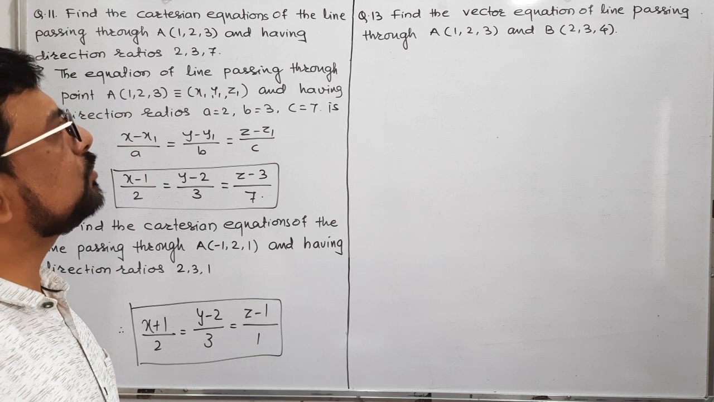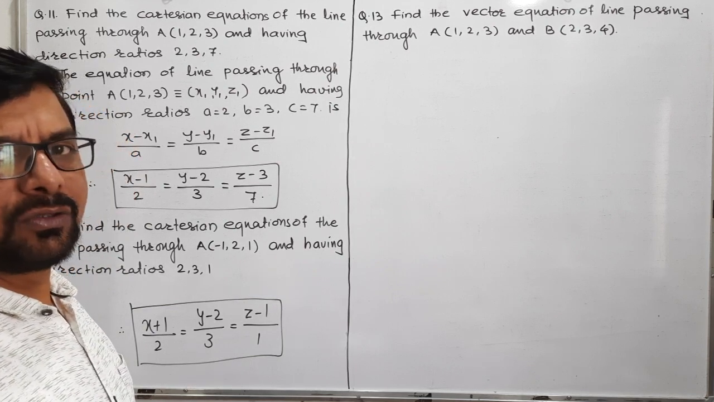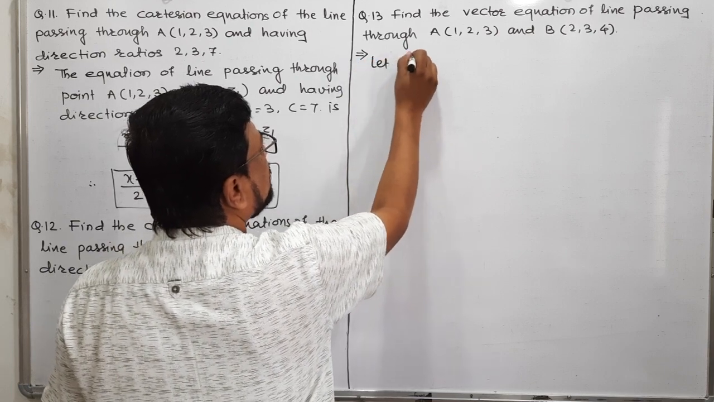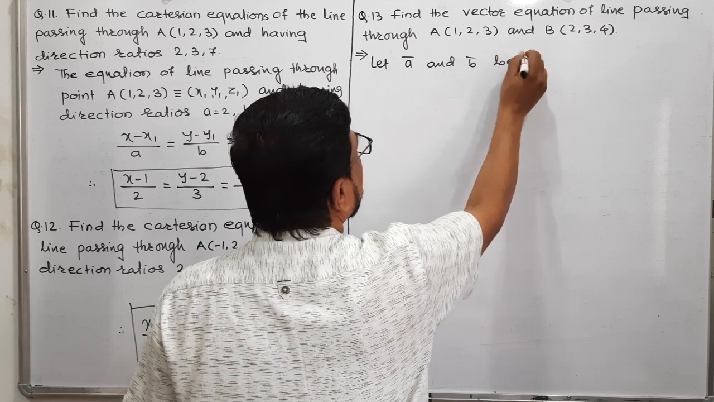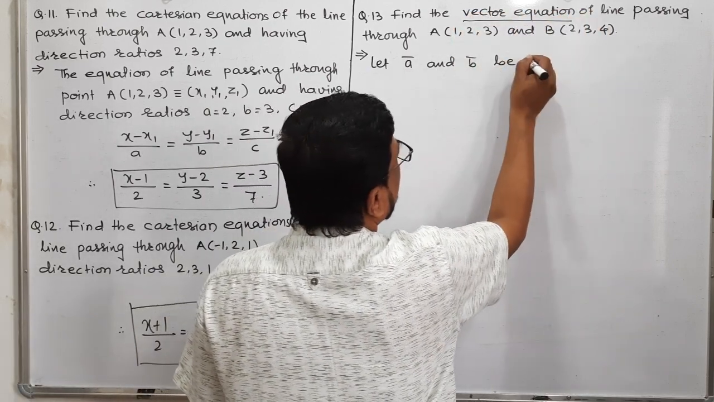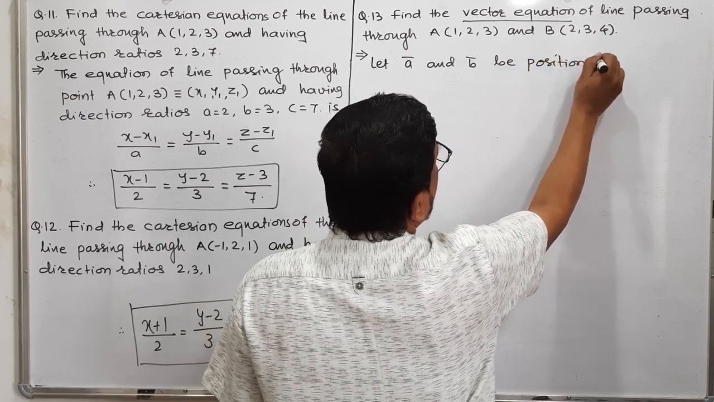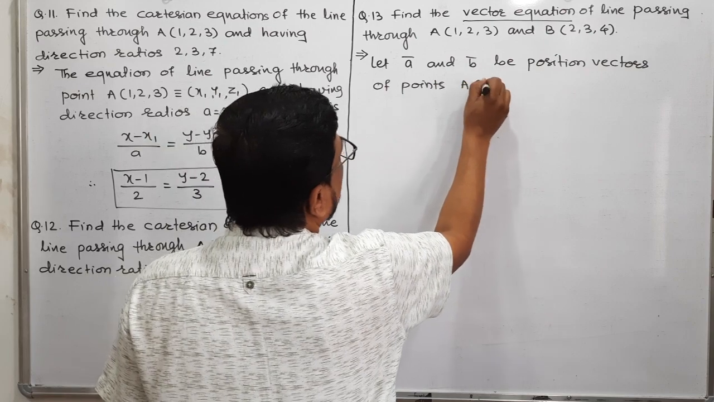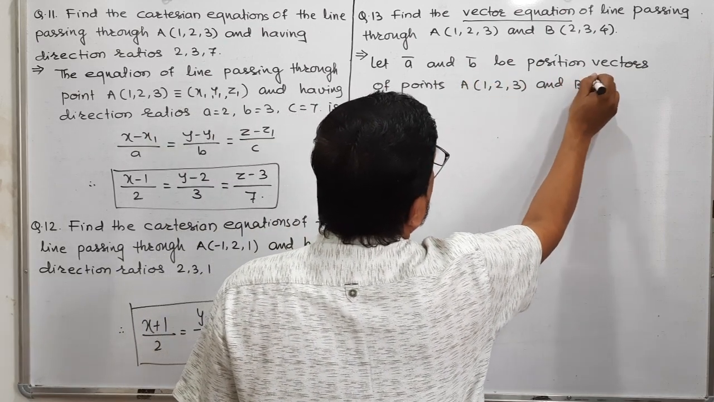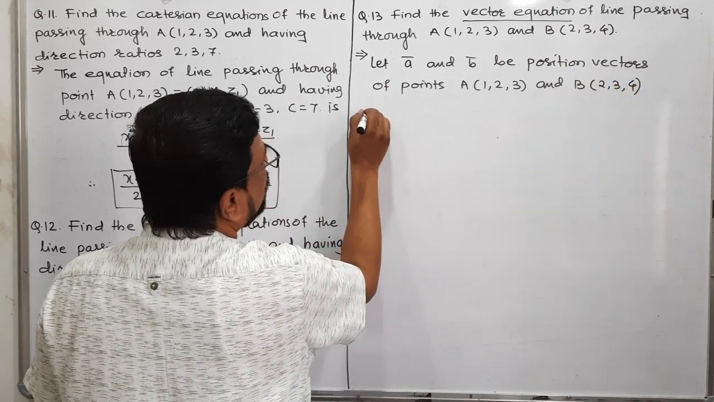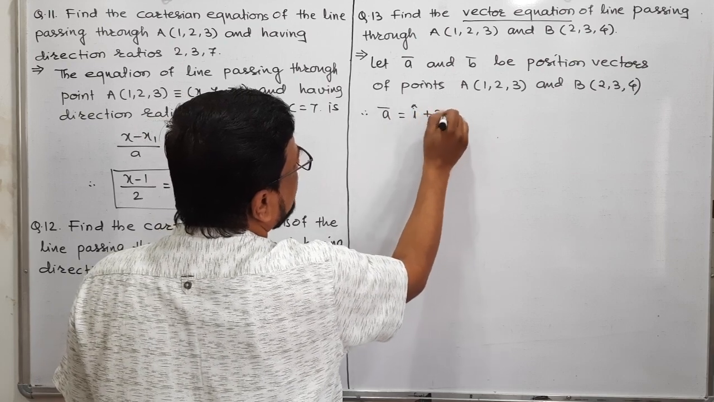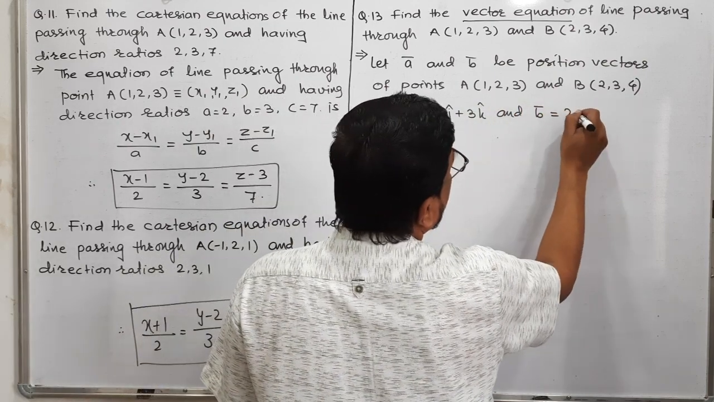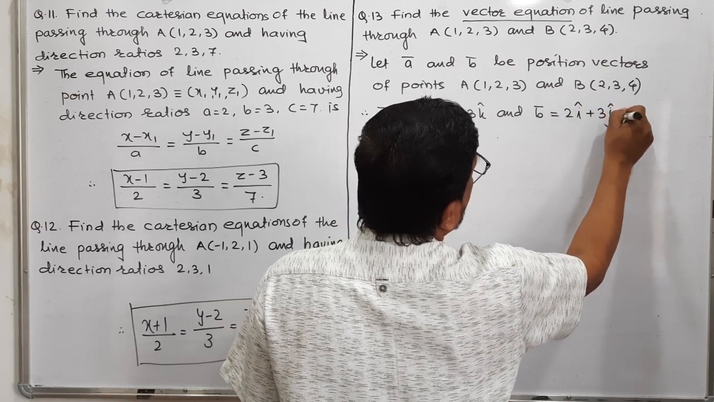Now look at question number 13. Find the vector equation of the line passing through the points A(1, 2, 3) and B(2, 3, 4). Here we'll write, let a vector and b vector be the position vectors of the points A(1, 2, 3) and B(2, 3, 4), since we are going to find the vector equation. Therefore a vector is equal to i cap plus 2j cap plus 3k cap, and b vector is equal to 2i cap plus 3j cap plus 4k cap.